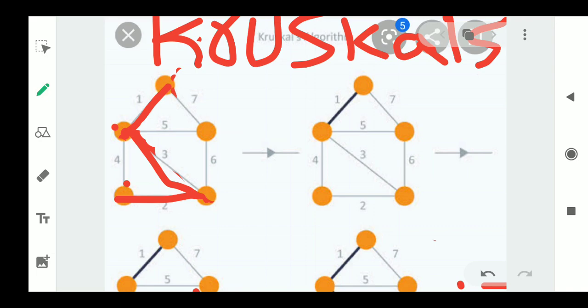I will see the adjacent ones that are already connected. If a vertex is already connected, no need to connect that again. So I should not select this particular edge. Why? Because if it forms a circuit, then as I told you, in the minimum spanning tree, no circuits or closed loops should get formed. That's why we are not selecting that particular edge. Anyhow, this is connected, and this is connected. So this is the procedure.